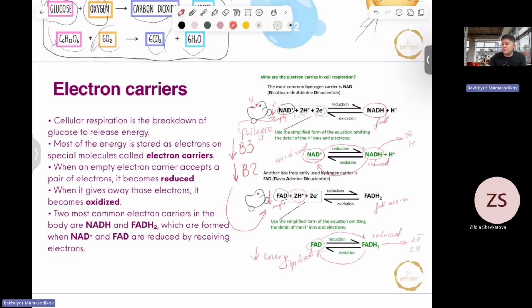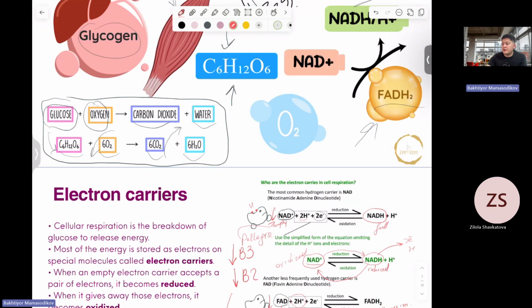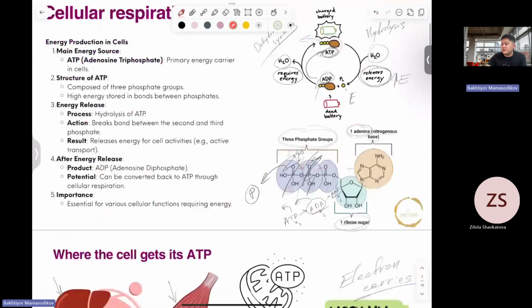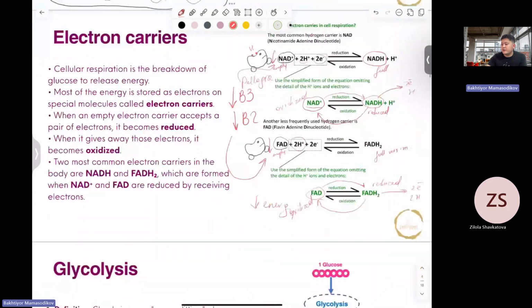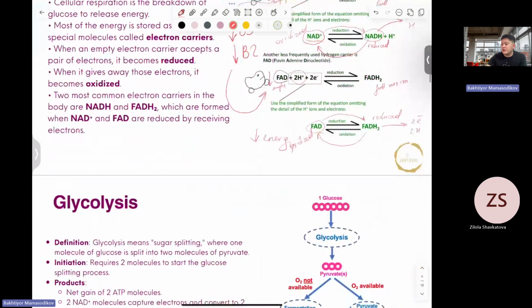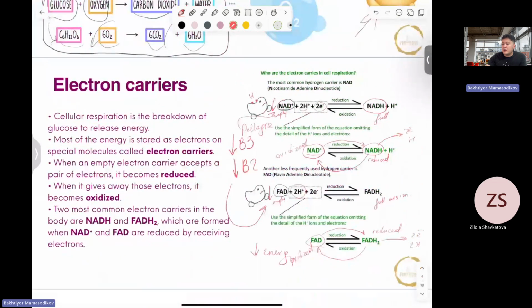No. This was all about the electron carriers, as an introduction to cellular respiration. Now we can go to the glycolysis process.